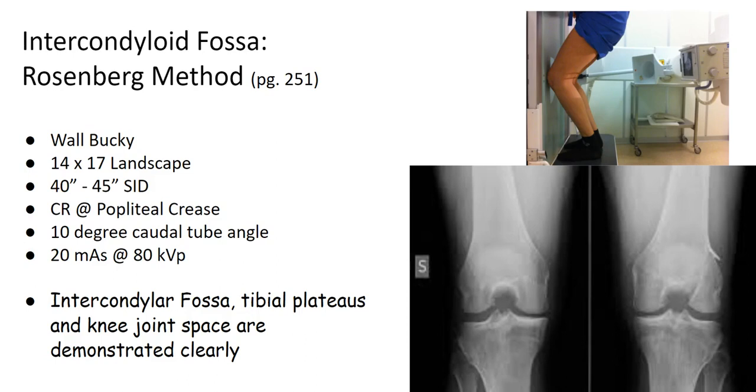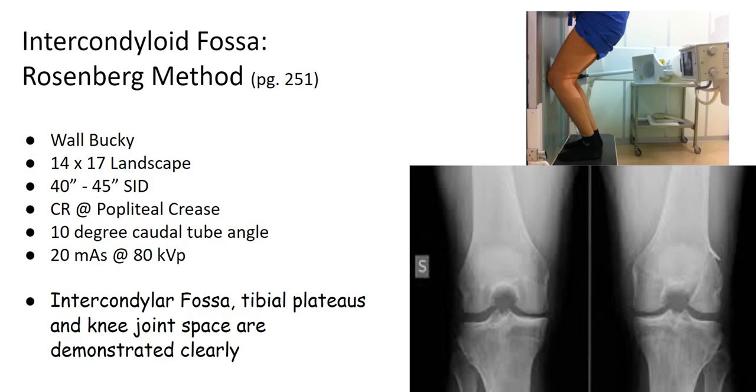There are 4 different ways to visualize the intercondylar fossa. We are going to check off on the Rosenberg method. Reason being, this projection is most common of what you'll see at clinicals. So everybody that I know, if they're trying to visualize the intercondylar fossa, they do the Rosenberg method. Again, there are other ways to visualize this, and they're in your textbook, and we'll talk about them more in lecture. This projection can be found on page 251.